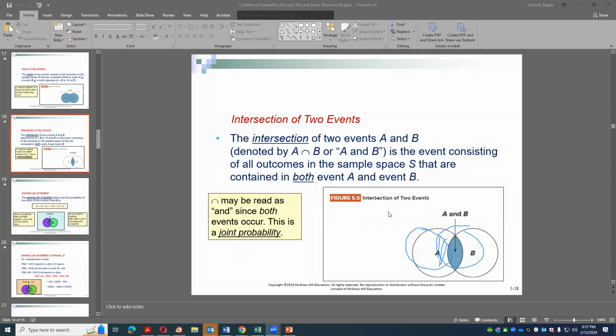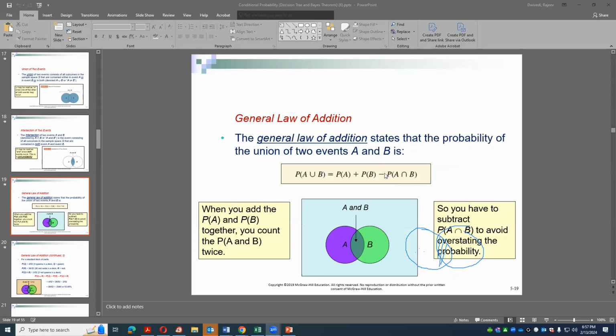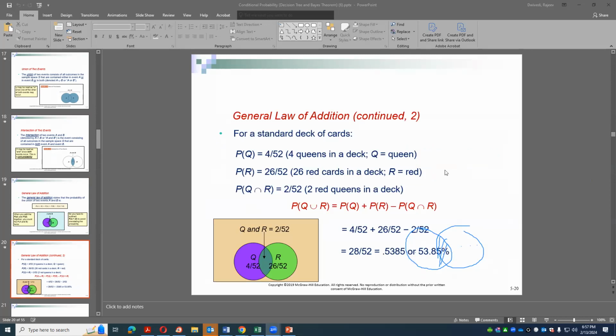So, therefore, we subtract this one common part here. And so here, this is how many queens, the probability of queens in any deck of cards. 4 divided by 52. There are 52 cards, 4 may be queen. Red would be, what is the probability? 26 cards would be red. What is the probability of queen and red? Which is 2 by 52.